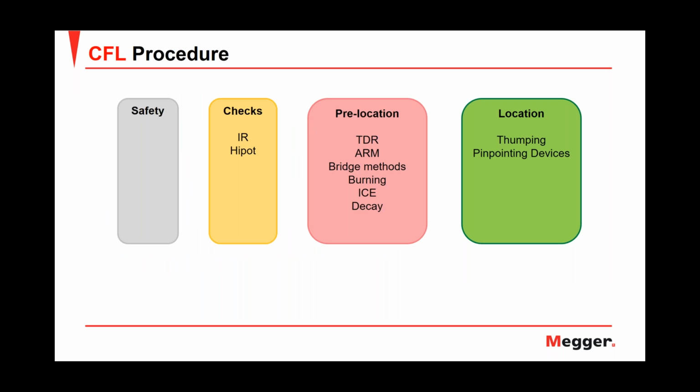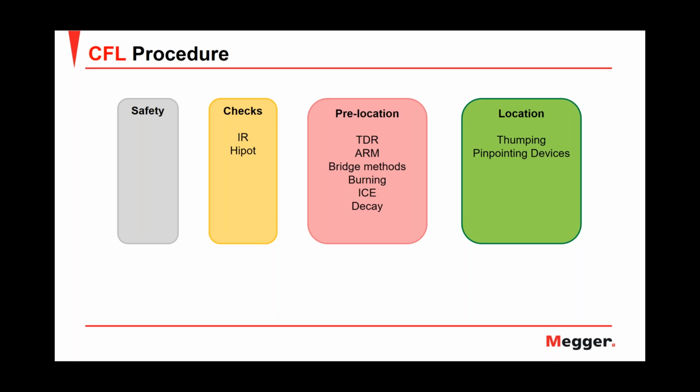Now I would like to talk about the procedure for cable fault location. If you see in the slide, we have the 4 steps that we need to do to find the fault. The first is always safety. And in terms of safety, we need to follow the rules of the company. Always safety first.